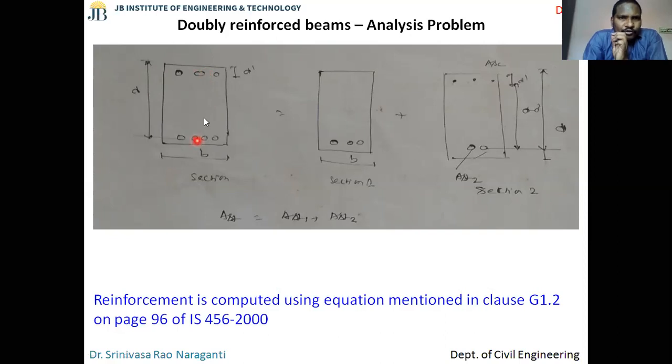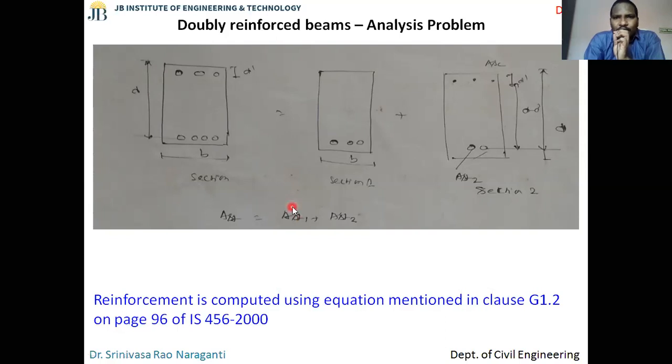This is designed in two parts. One is we'll design separately what is known as the Ast value. Ast we again divide into two parts, Ast1 and Ast2. Then we add both of them, we get Ast, the total area of steel in the tension zone. Then we separately design the area of steel in the compression zone. So Ast1 is nothing but the area of steel required for a balanced section. So we'll do all the design moment calculations, then we'll find out Ast1.